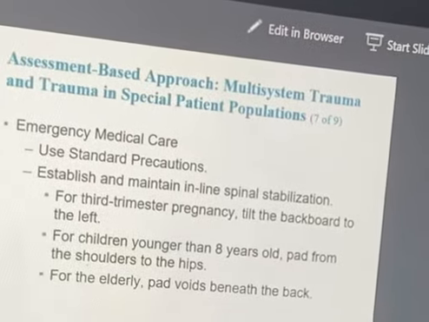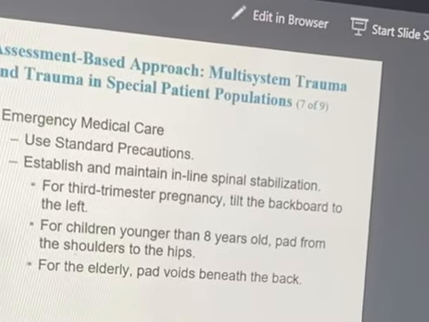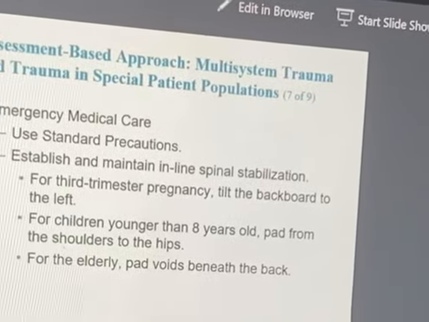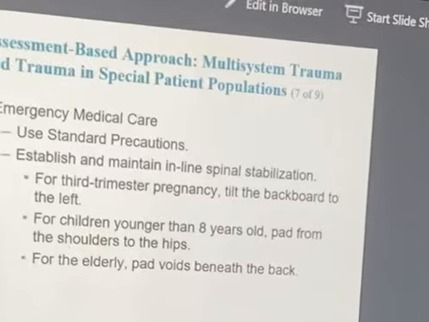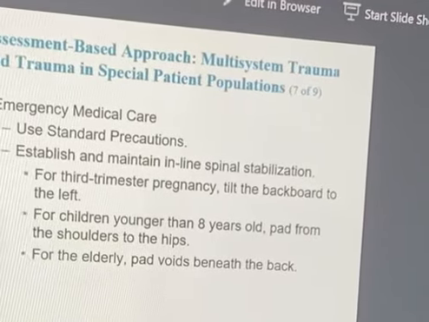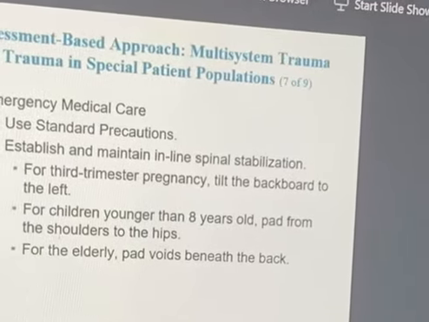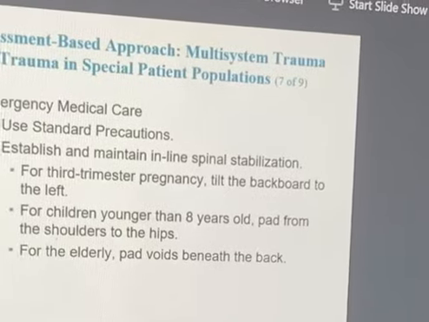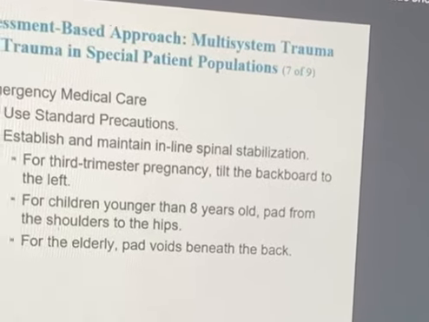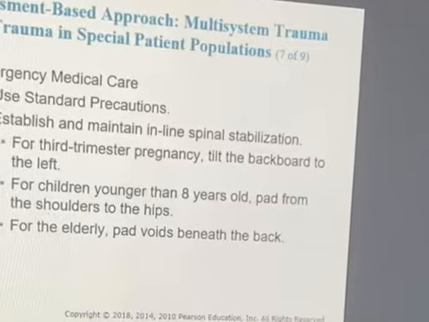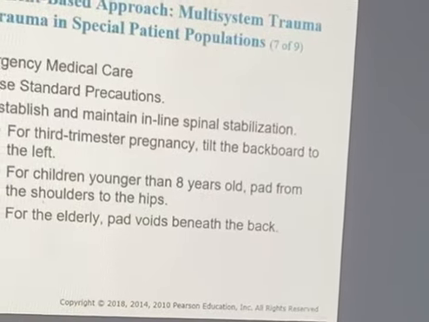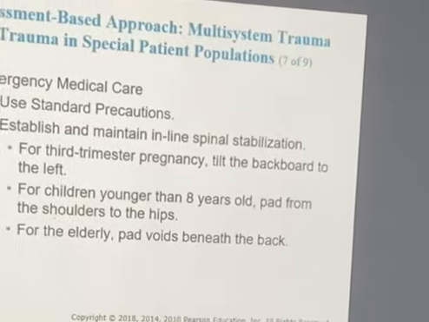And as always, we're going to use our standard precautions, BSI, scene safe, establish and maintain inline stabilization. For third trimester pregnancy, we want to tilt the backboard to the left. Why is this? Because in that third trimester, the baby is big enough to impede blood flow to the vena cava, all right? So we tilt them on their left side.